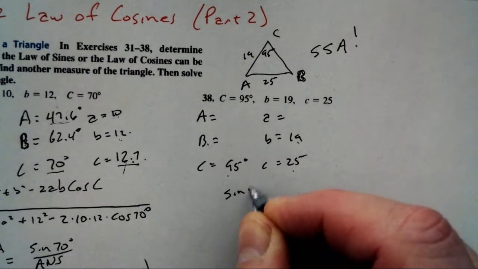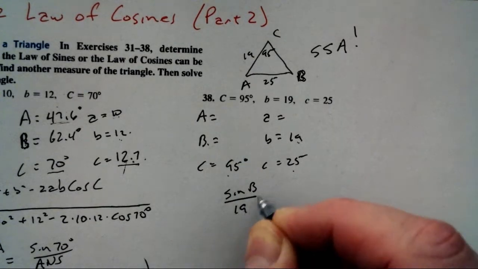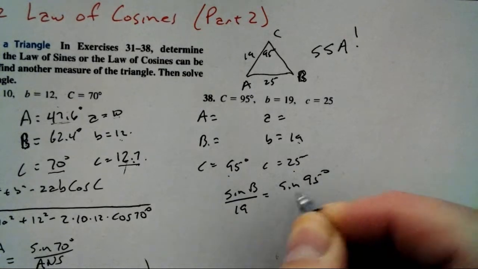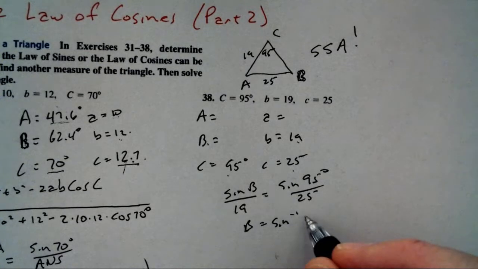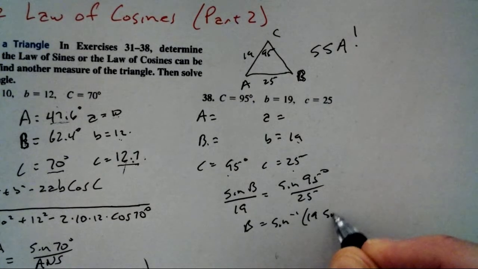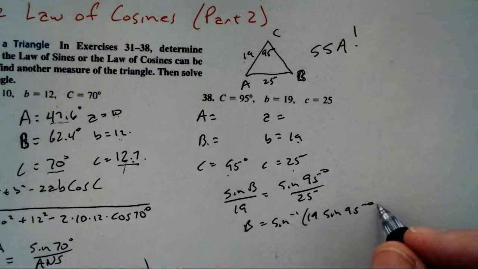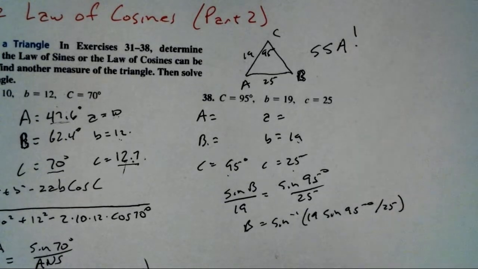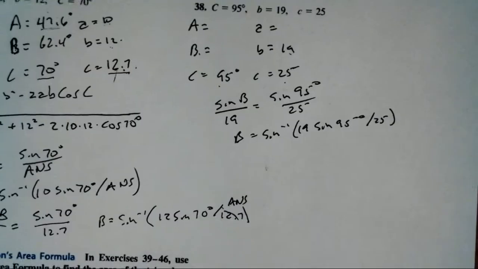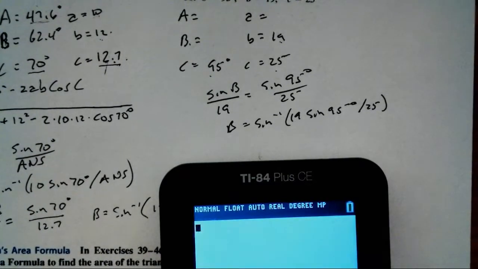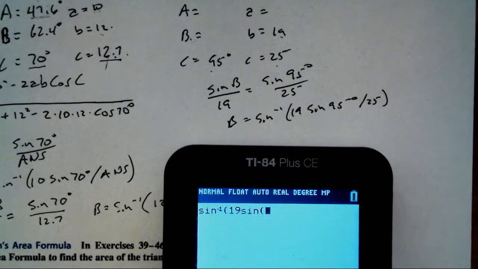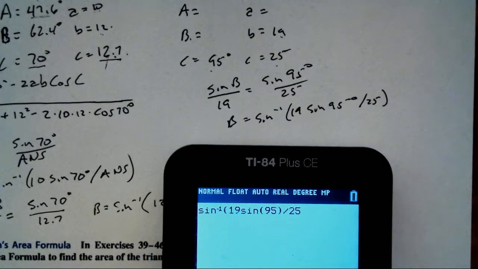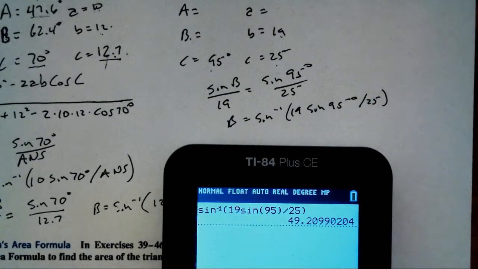So we can go sine of angle B on 19 equals sine of 95 degrees on 25. So B is sine inverse. I have to multiply 19 times sine of 95 degrees and divide that by 25. And I need sine inverse of all of that. So clear. 19 sine of 95, divided by the 25 that was already there, and I get 49.2.